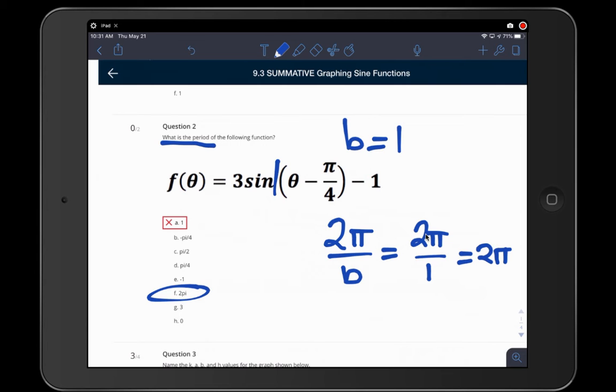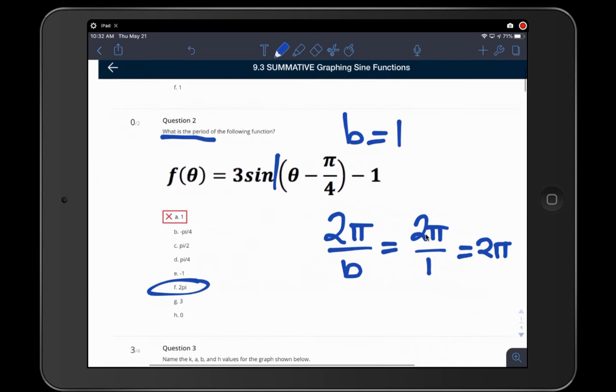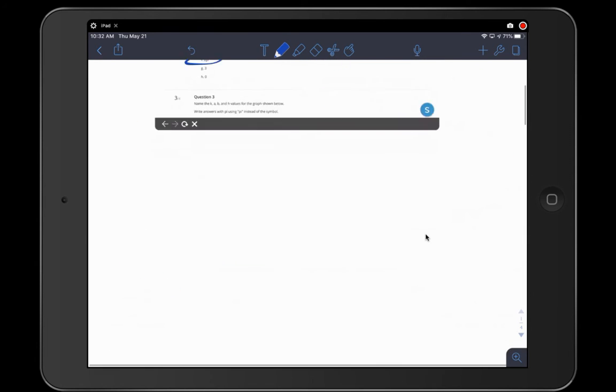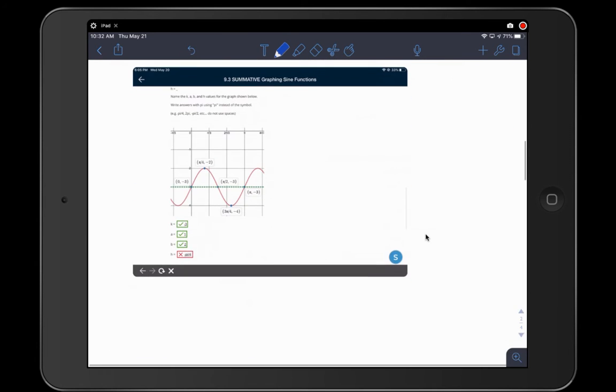Really great question. This is a common question that comes up every year. The difference is that the period is the actual length and the B value is what helps you find the period. So great question. Happy to answer that. Let's go on to the student's next question.